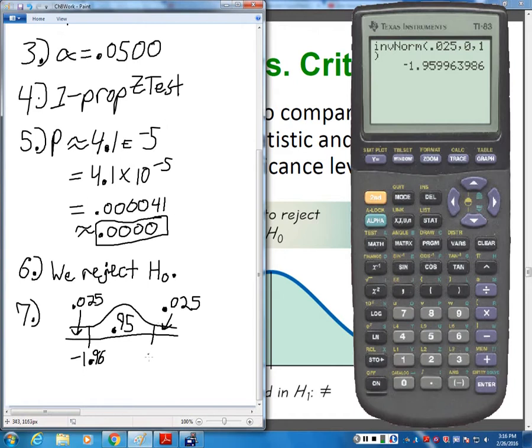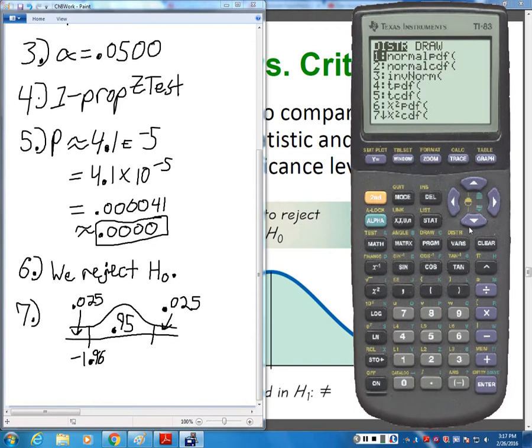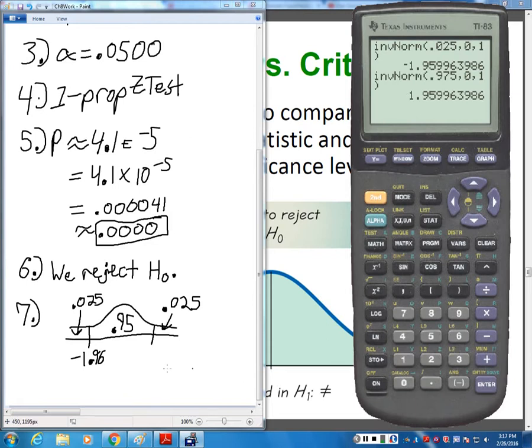For the critical value on the right-hand side, I'll need the total area to the left of that z-score. That would be 0.95 plus 0.025. So I would be doing inverse norm for 0.975. That's the total area to the left. 0 and 1 for the mean and standard deviation respectively. And I get the positive version of 1.96.